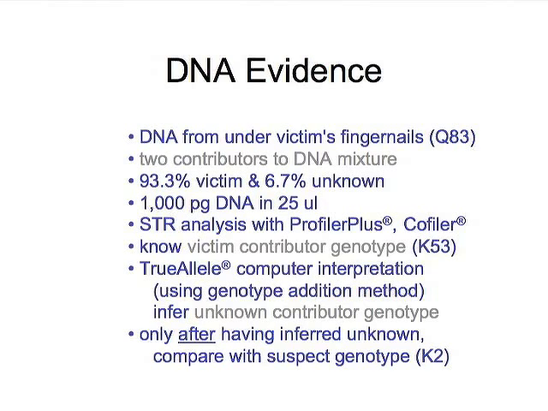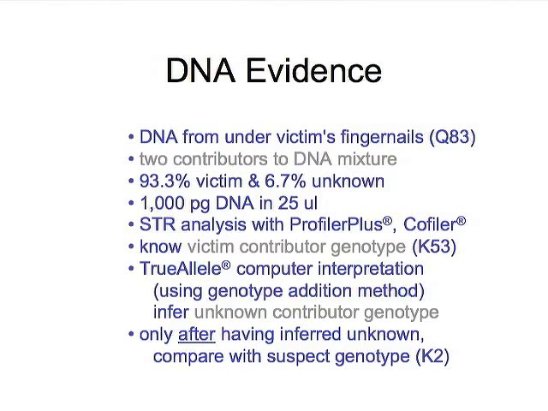There were two contributors. The victim, as we'll see in the data, comprised over 90%. It was his own fingernails, his own DNA. And there was 6.7% of some unknown second contributor. There was a lot of DNA present. 1,000 picograms is a normal amount.